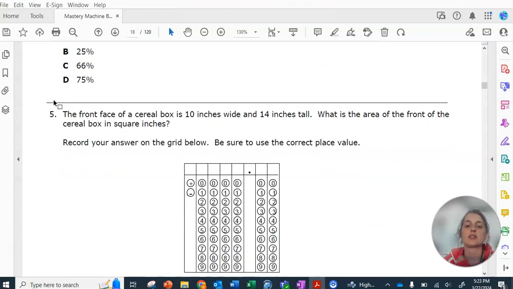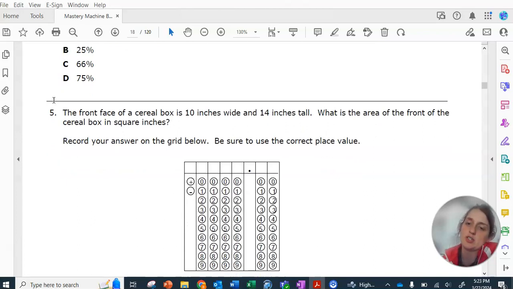The front face of a cereal box is 10 inches wide and 14 inches tall. What is the area of the front of a cereal box? To find the area of a cereal box, which I'm guessing, because I've never seen a cereal box any other shape, is a rectangular prism, the front face would be like only this flat rectangle. We're not talking about how much cereal goes inside it. We're just trying to find the area of that rectangle.